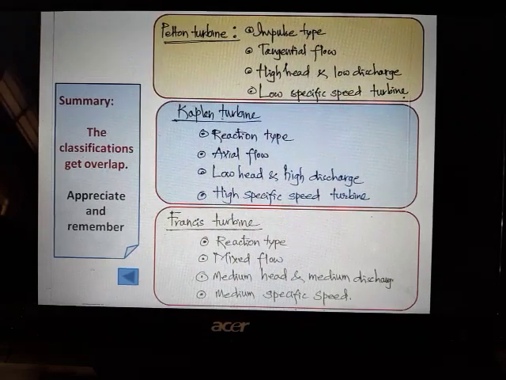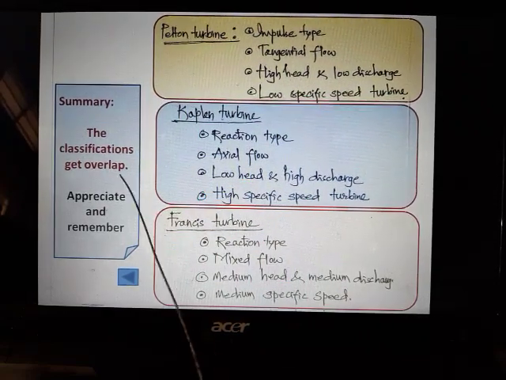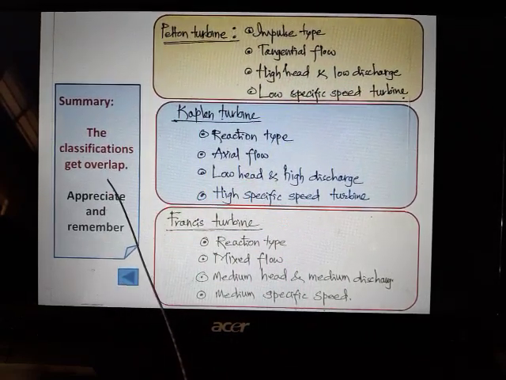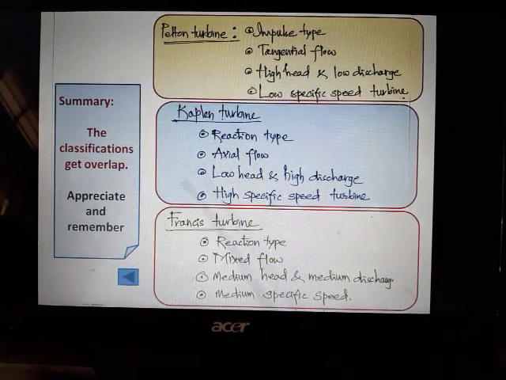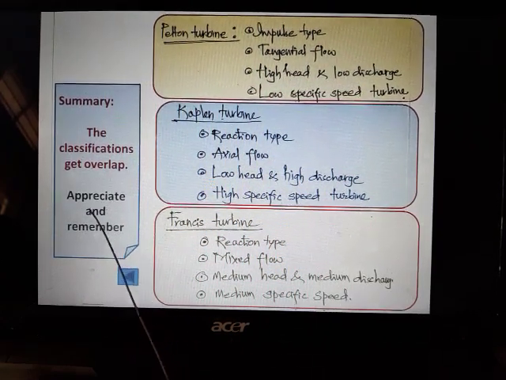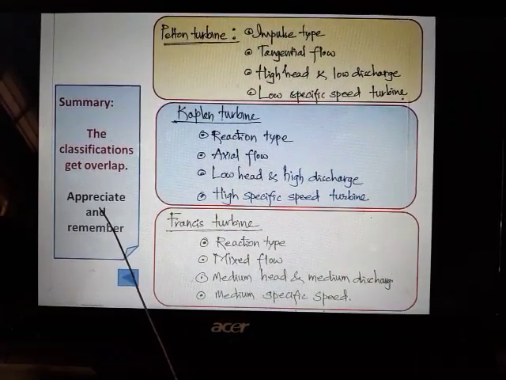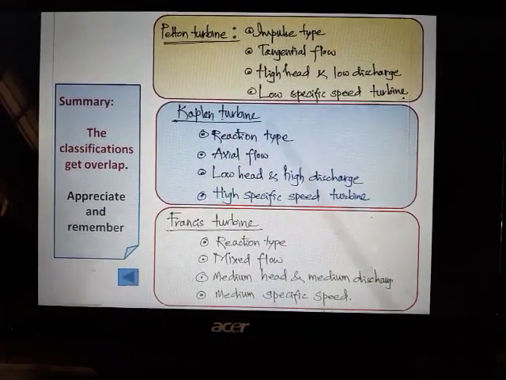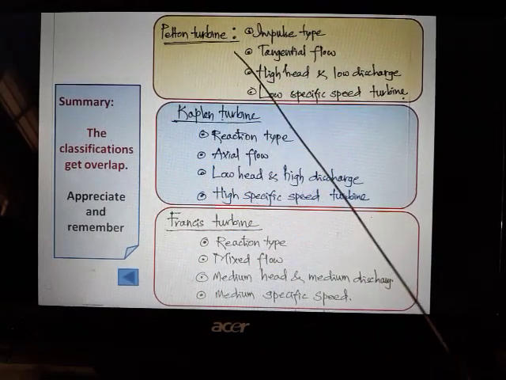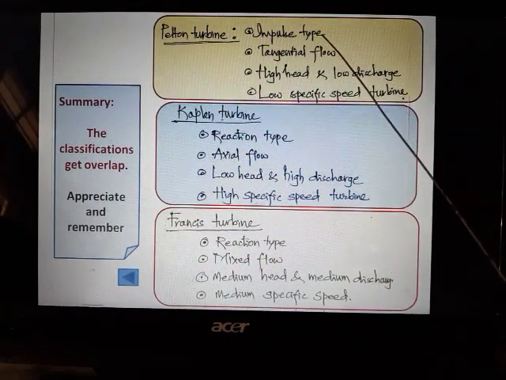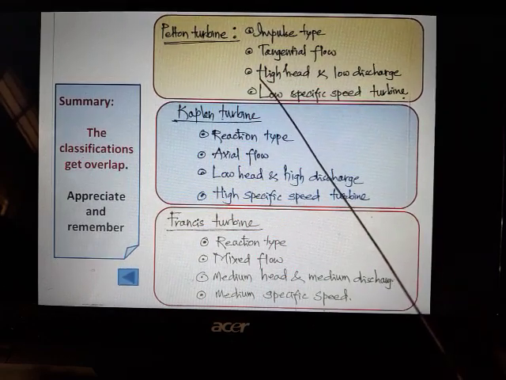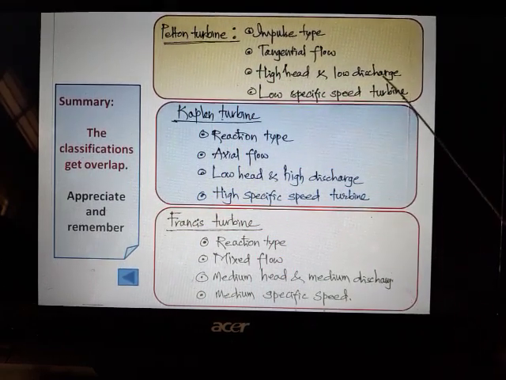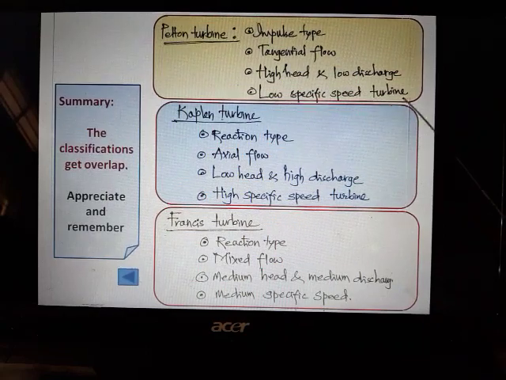So at the end, as a summary, the classifications overlap. In the sense, one kind of classification and then another kind of classification, if you look at, there is an overlapping. So what you should appreciate is that the Pelton turbine is an impulse turbine as well as a tangential flow turbine, and it is a high head and low discharge turbine. It is a low specific speed turbine.